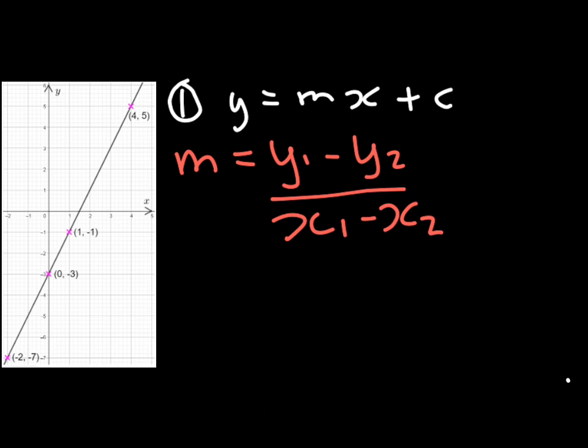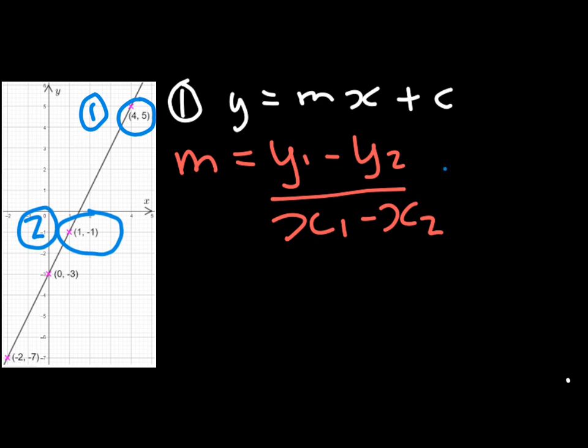For the sake of this example, I'm going to pick (4, 5) as a point, as well as (1, -1). You could have chosen any 2 points. You could have chosen (2, -7) and (4, 5). It does not matter which 2 points you choose, you will get the same answer. I'm then going to let this be my point 1 and this be my point 2.